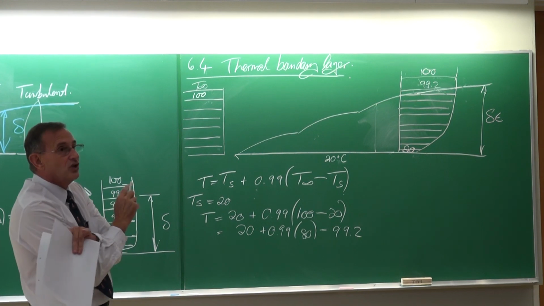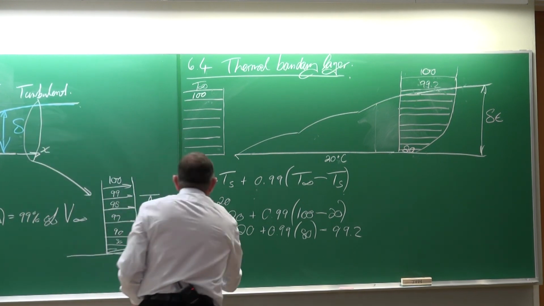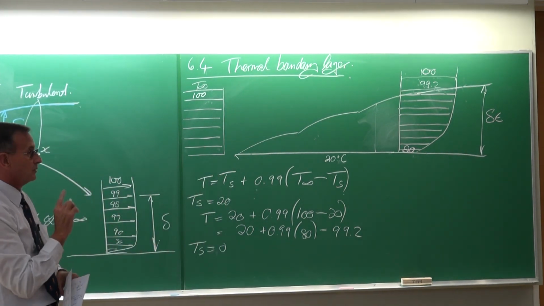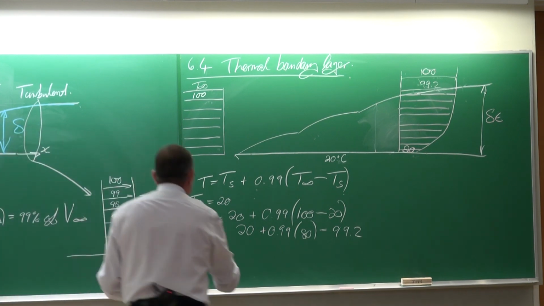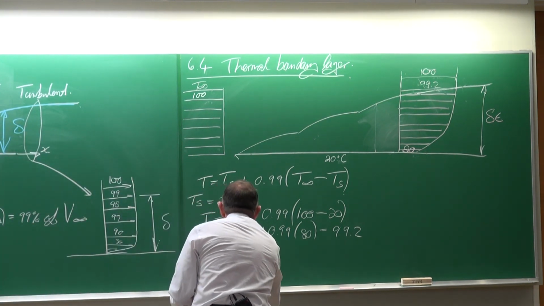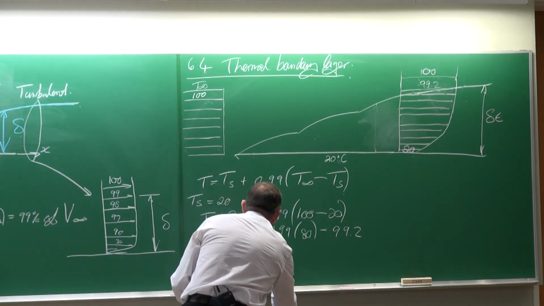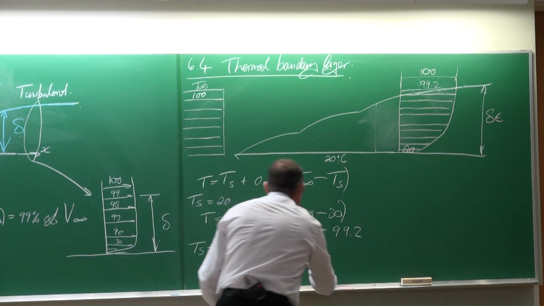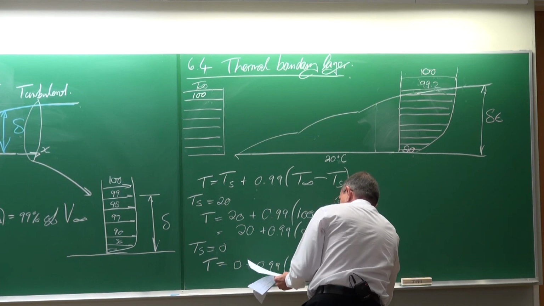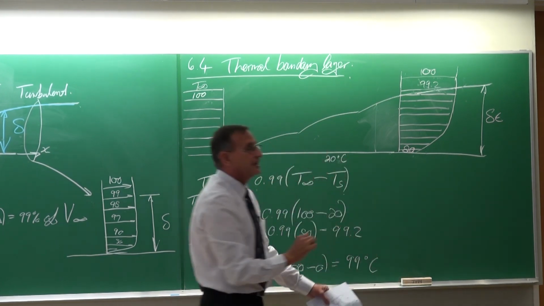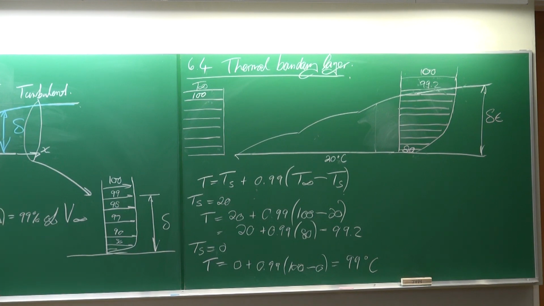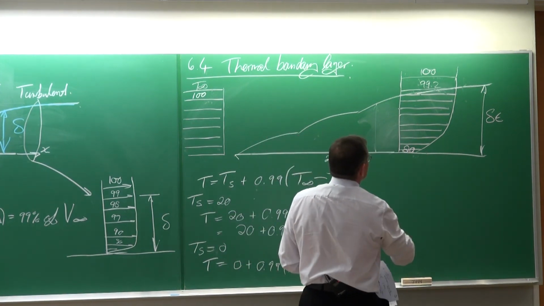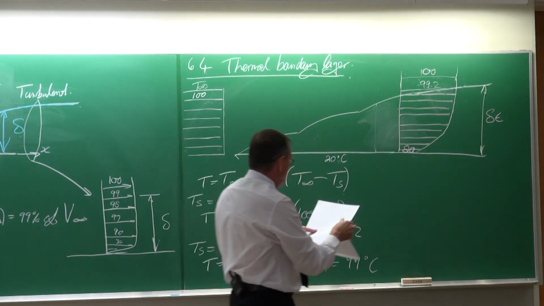Now that example doesn't really show it very well, but let's look at the case where the temperature of the plate is equal to 0. If the temperature of the plate is equal to 0, then the temperature is equal to Ts, which is 0, plus 0.99 multiplied by (T infinity, which is 100, minus 0), and that is equal to 99 degrees Celsius. You see? It's the same principle. It's 99% of the temperature difference, and that would be called the thermal boundary layer.